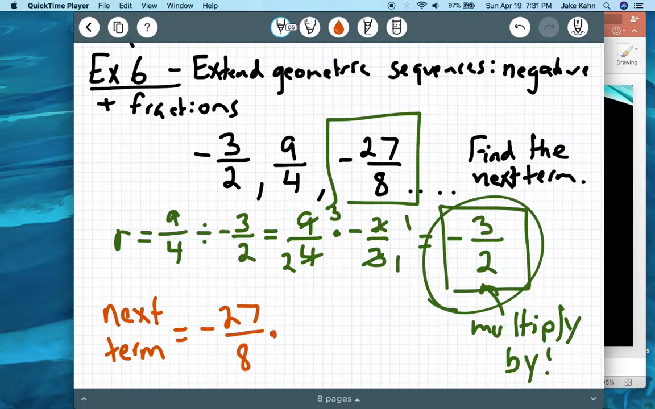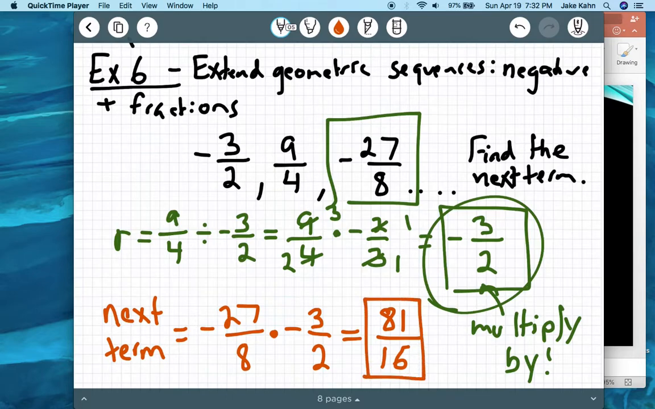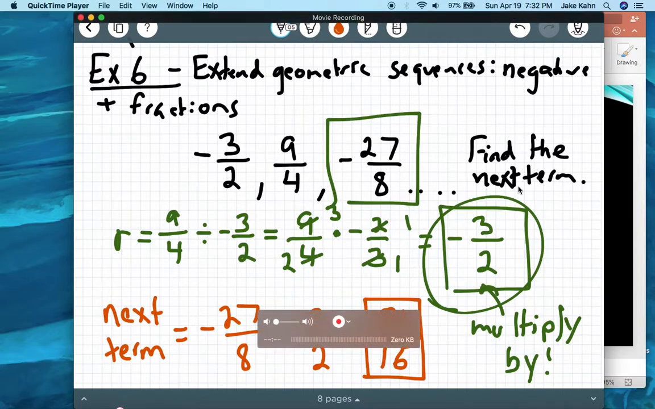-27/8 multiplied by our constant ratio of -3/2. Negative times a negative is a positive. 3 times 27 is 81. 8 times 2 is 16. Make sure that you can't reduce the fraction, but in this case you can't. So our final answer is 81/16. That is our fourth term.